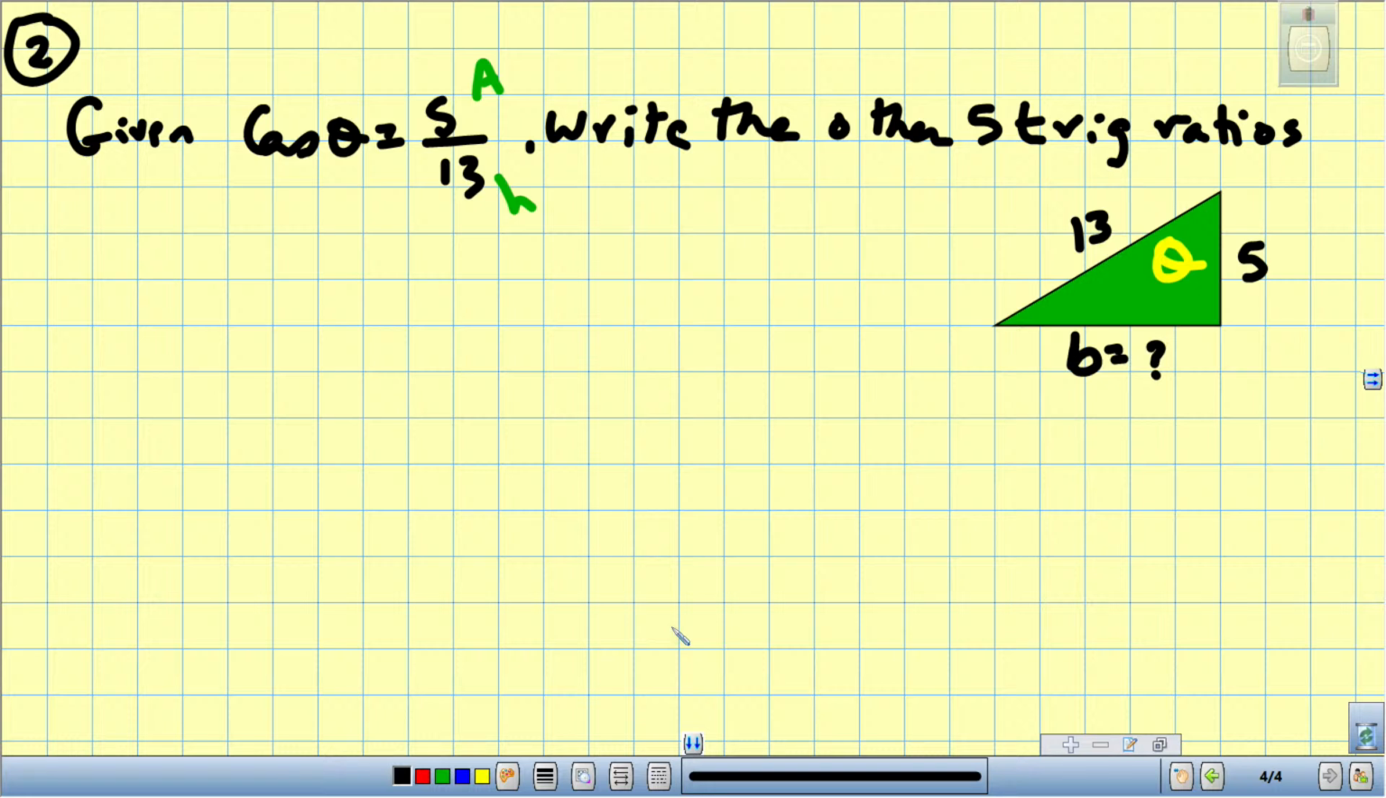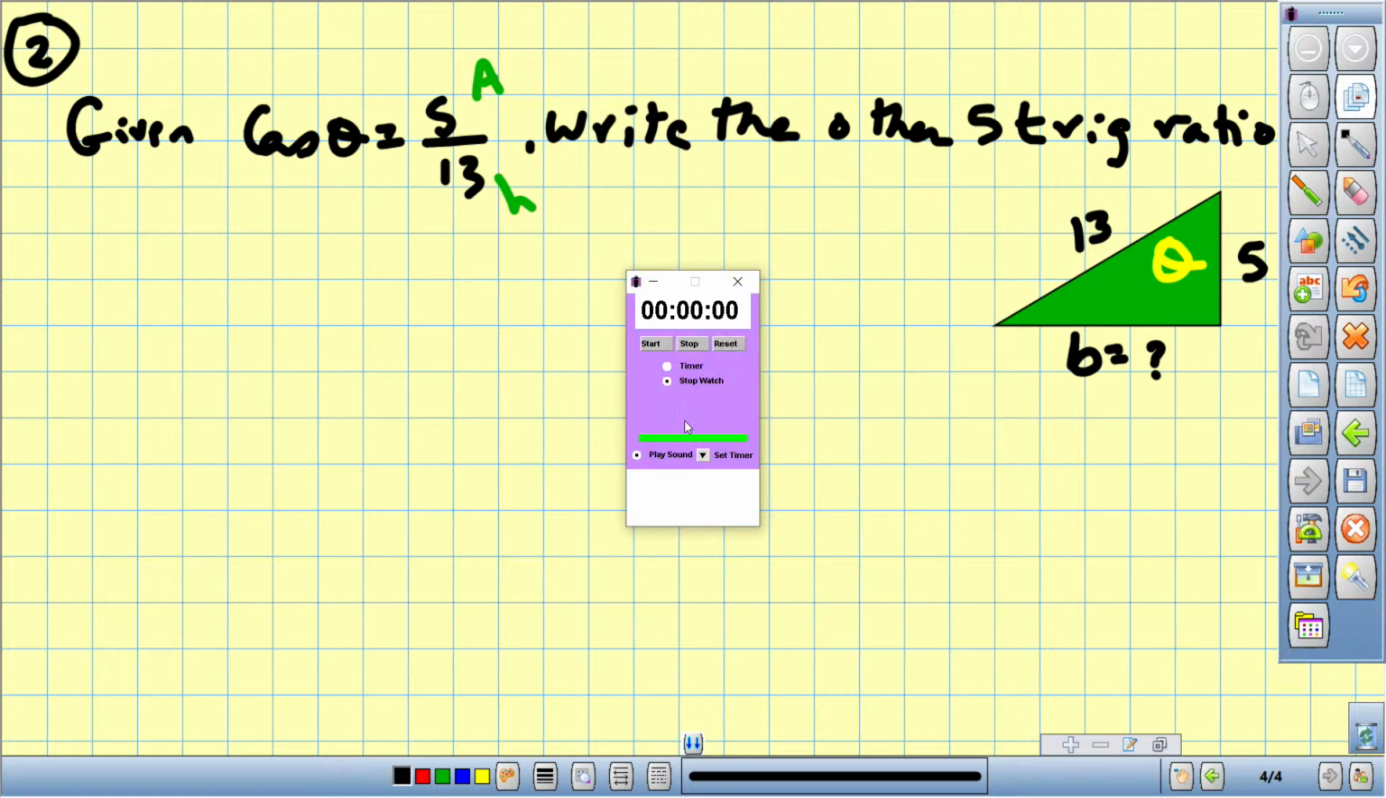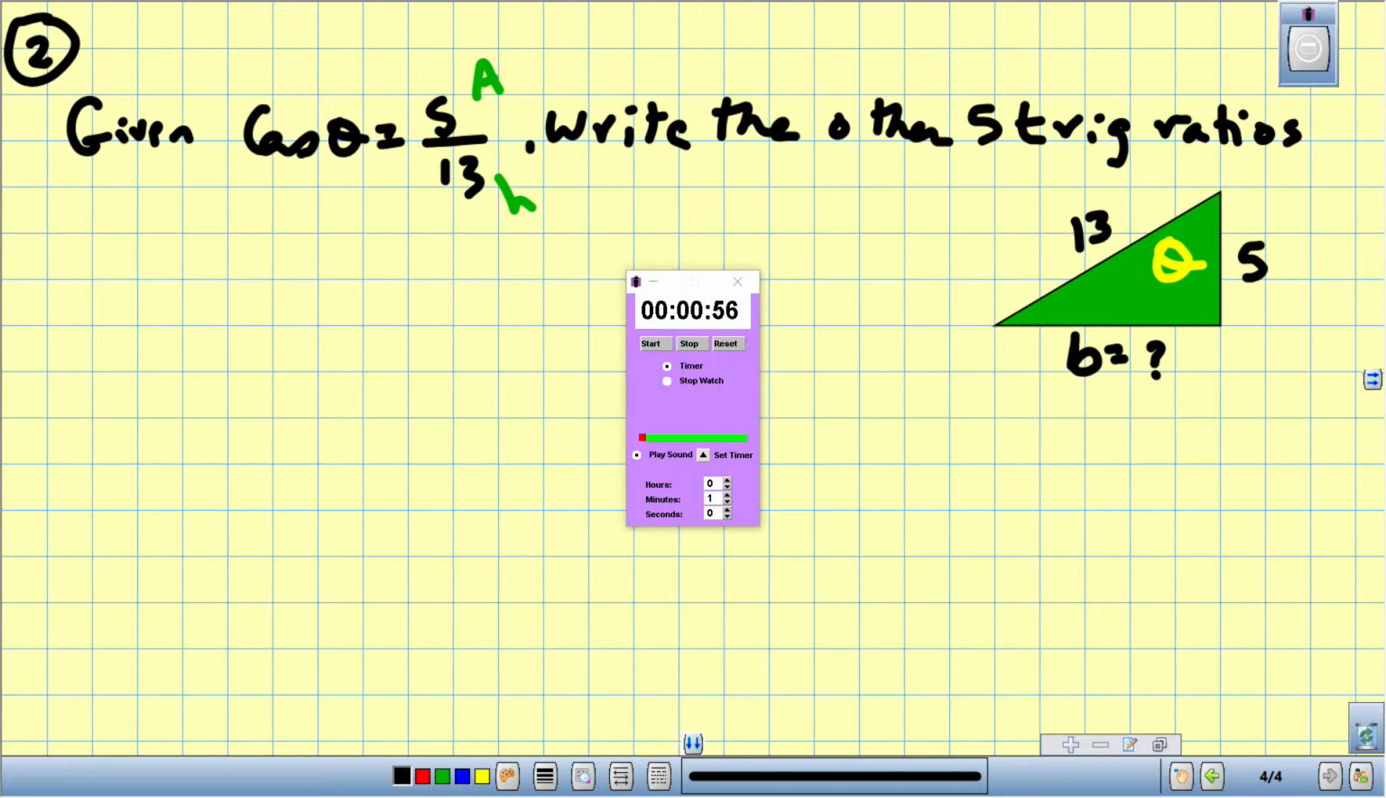Why don't I actually give you a timer here? Get yourself about a minute for this B, and tell me once you're done. Keep going, Giovanni. Keep going. That's good.